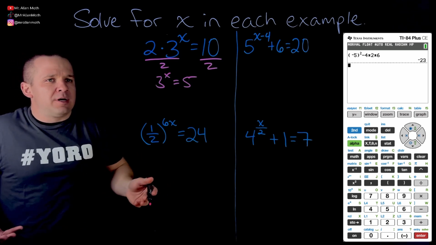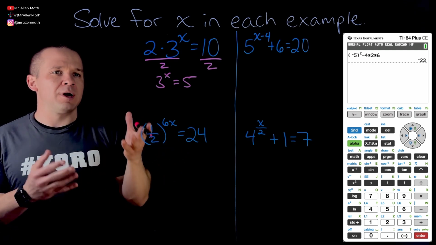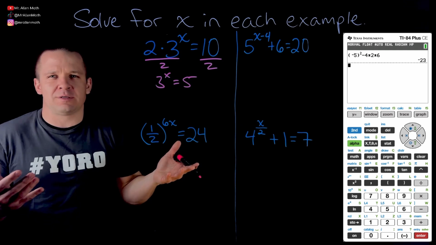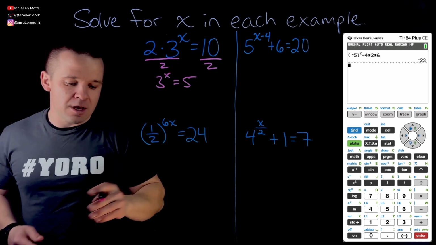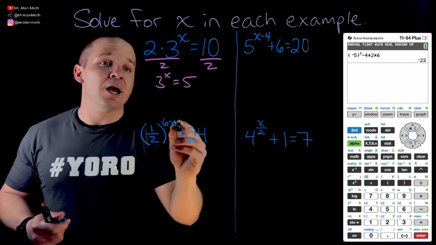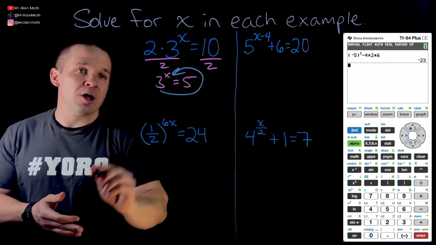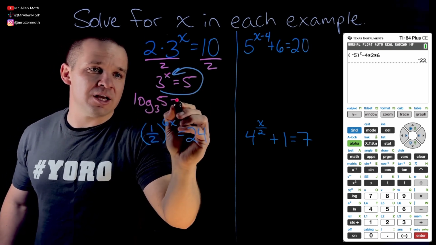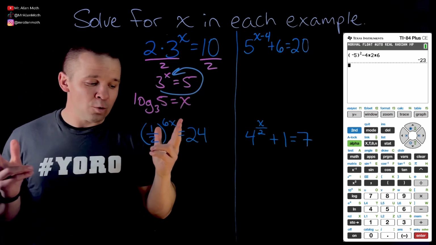But now what do I do? Without a calculator, we often look for the same base and use the one-to-one property, but I have 3 to the x equals 5. Well, it's between 1 and 2 because 3 to the first is 3 and 3 squared is 9, but I don't know what it is. So let's rewrite it in log form. I'm going to have log base 3 of 5 equals x. And if I can just type that into my calculator, we've got our answer.